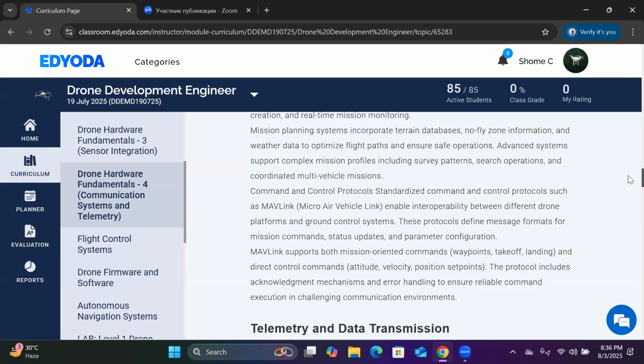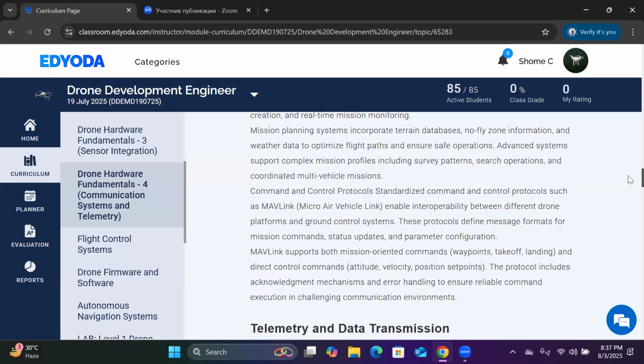These protocols define message formats for mission command, status update, and parameter configuration. MAVLink supports both mission-oriented commands, such as waypoint, takeoff, landing, and direct control commands like altitude, velocity, position set points. The protocol includes acknowledgement mechanisms and error handling to ensure reliable command execution in challenging communication environments.